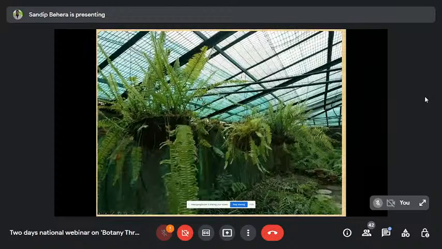This is another one. I was telling you about Nephrolepis, which people use in hanging baskets. It is also in another fern house of ours. So for ornamental purposes, this is Nephrolepis exaltata. It is also hugely used by people.